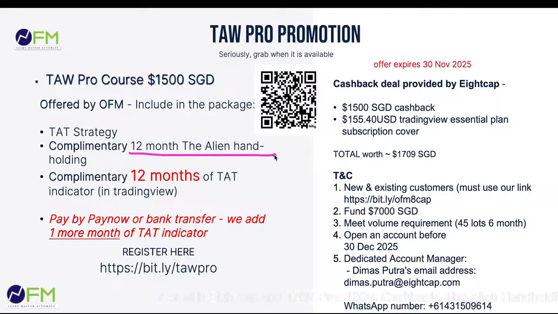So if you are looking to do stocks, then TOR Pro is the course to go because it comes with TAT, and TAT is in TradingView, and with TAT it gives you the ability to scan. It does let you trade Forex, indices, and crypto as well. So TOR Pro, it's almost like everything is there.